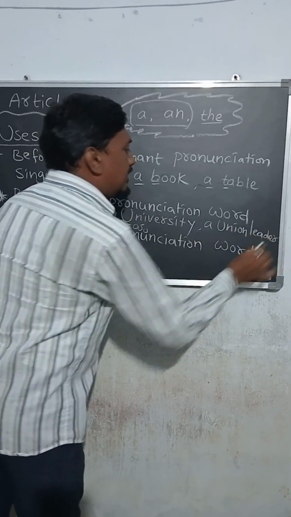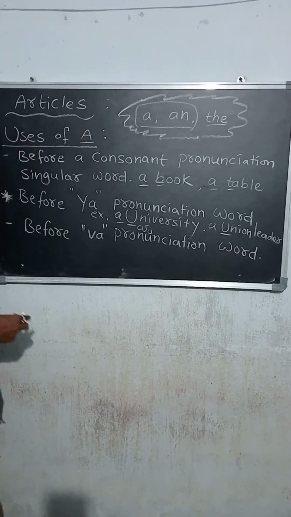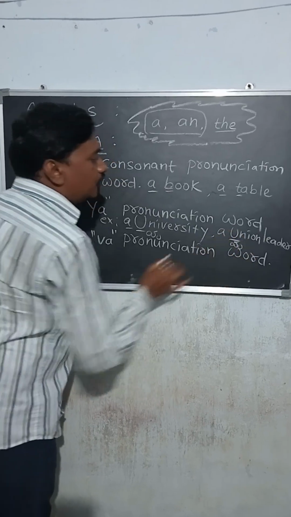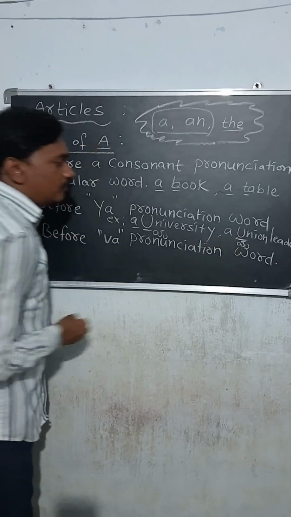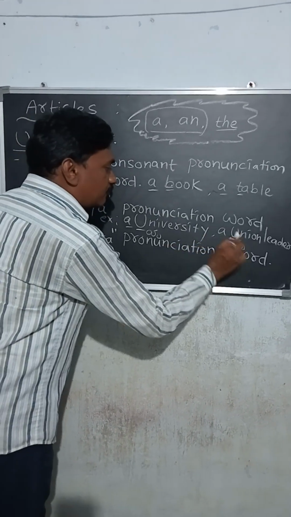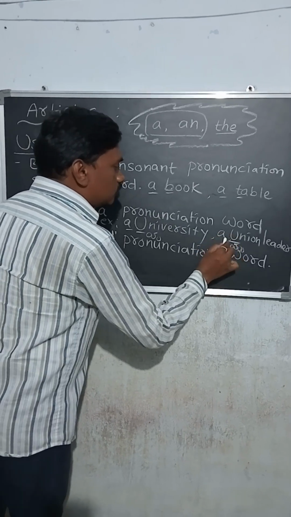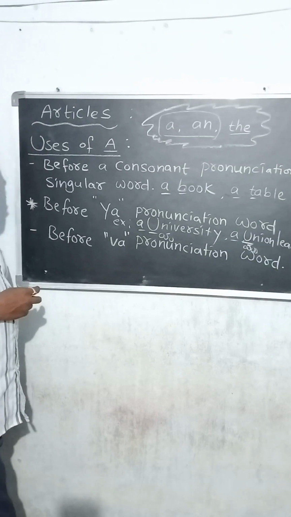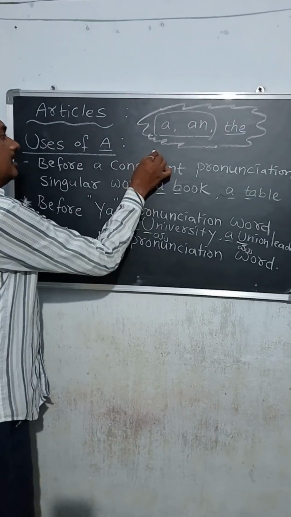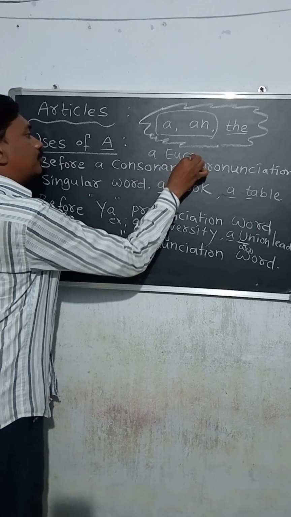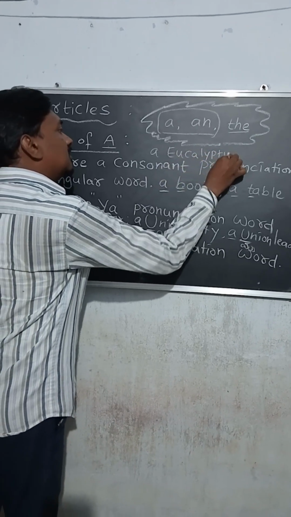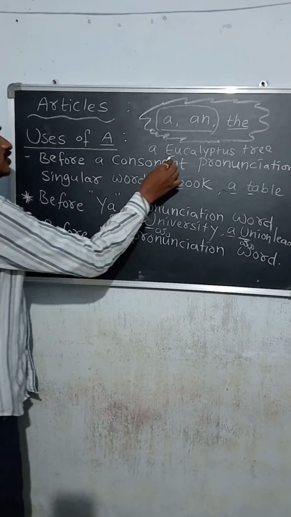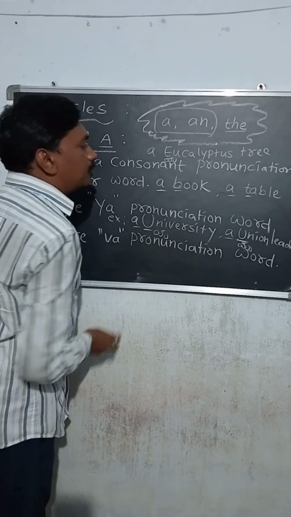A union leader. Here U again is a vowel letter, but it gives the pronunciation of ya, union. So in this case we use the article a: a university, a union leader, a eucalyptus tree. Here the letter is the vowel letter E, but it gives the pronunciation of ya. A eucalyptus tree.